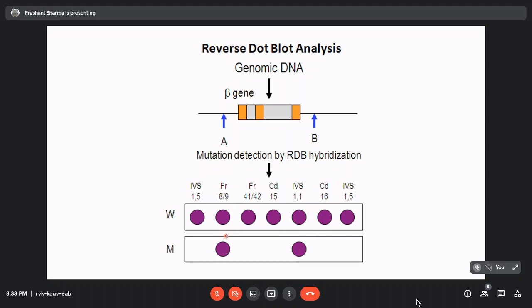Because this person hybridized with the wild type as well as the mutant probes, we know that this person is heterozygous for frameshift 8-9, and similar situation for IVS11, so heterozygous for this. So we are probably looking at a beta naught thal major child. And the other mutations were absent.